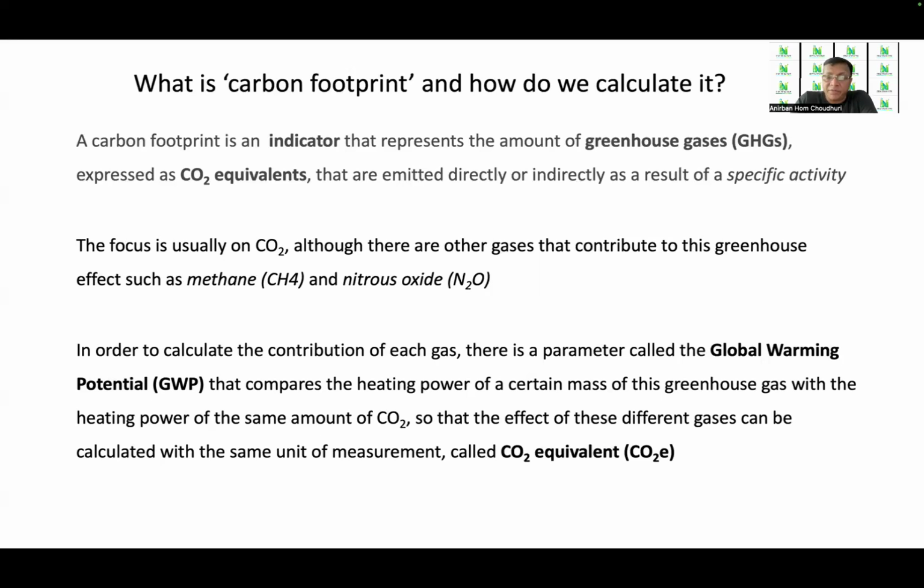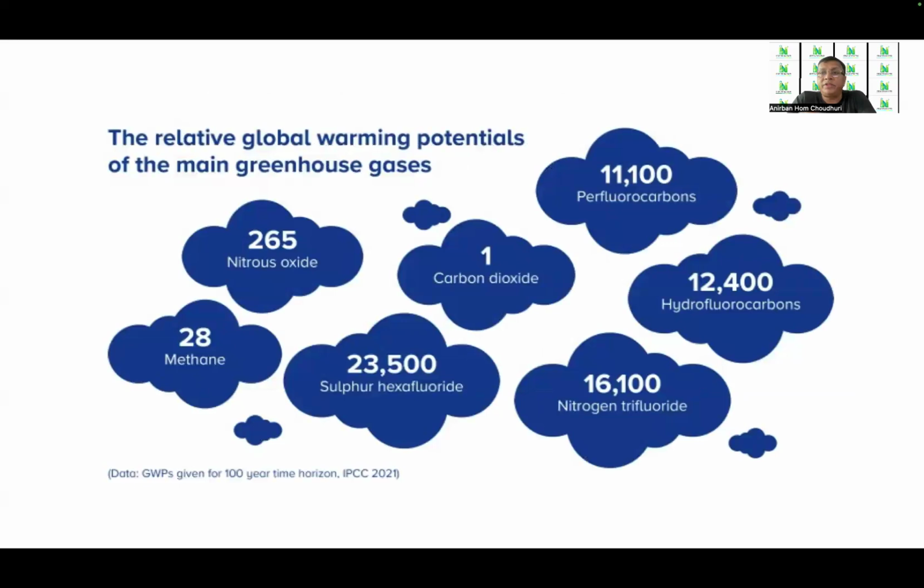Having understood carbon footprint, we look into the different gases and their global warming potential. If carbon dioxide is 1, then for methane it is 28, and for nitrous oxide it is nearly 10 times the methane, that is 265. For the fluorocarbons, it is much higher, to the tune of 11,000 to 23,000 or 24,000. So all of these are potentially harmful agents for the environment.